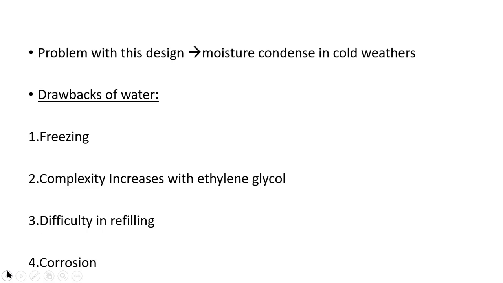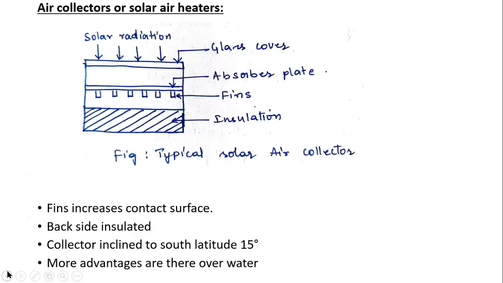This shows the air collectors, or simply we can call them solar air heaters. The figure shows a flat plate collector where air is used as the stream. Here air is heated by the back side of the collector plate. Fins are attached to the plate to increase the contact surface.